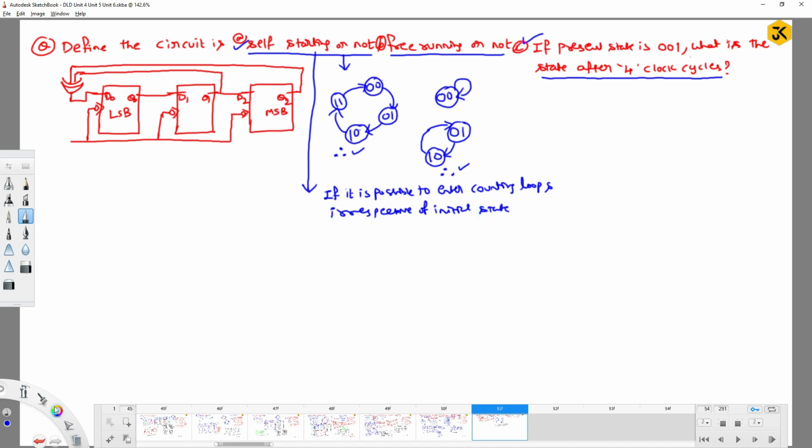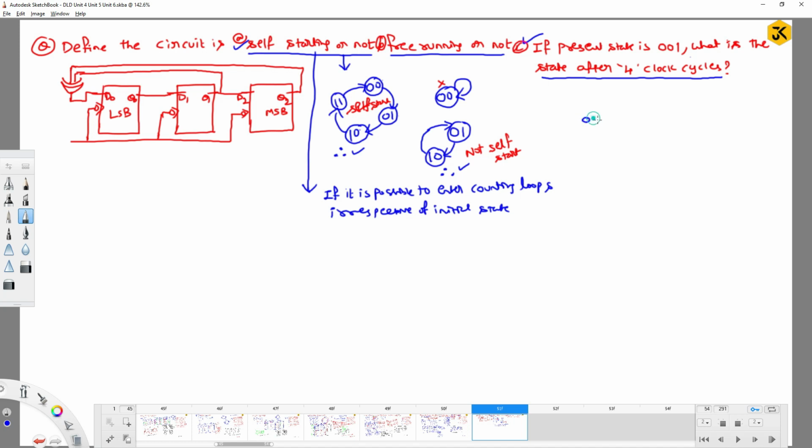Guys, can I say the first one is self-starting? Yes, definitely. Wherever I start, it is going to enter into the infinite loop. But take the second one: is it a kind of counting loop? No, it has only one value, that is 0 only. Because of this I can say that it is not self-starting.